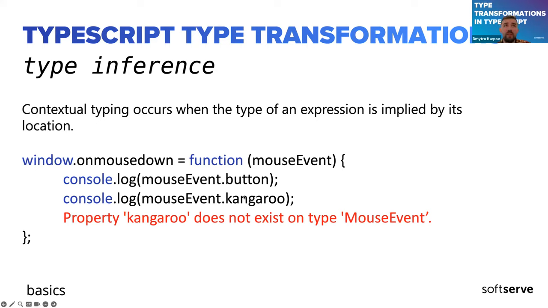And as a code example, you can see we have some onMouseDown defined. But actually we assign a function object to it, and if you try to find the property button, most probably you will find it if it's a TypeScript file, because TypeScript infers this button property from the mouse event. But if you want to get some other stuff like kangaroo, it's impossible, and TypeScript will start yelling at us, saying property kangaroo doesn't exist. Come on. So this is really cool stuff that TypeScript is doing under the hood, this type inference.